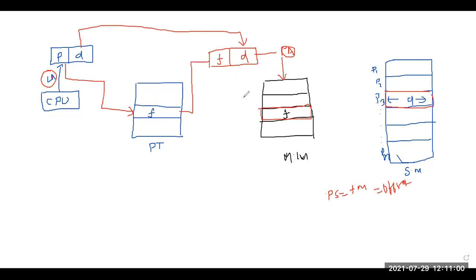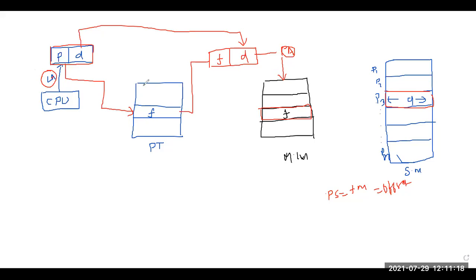Okay, now in the main memory we have the frames. Frame size should be equal to page size. That is the assumption that we are considering. So what will the CPU do?